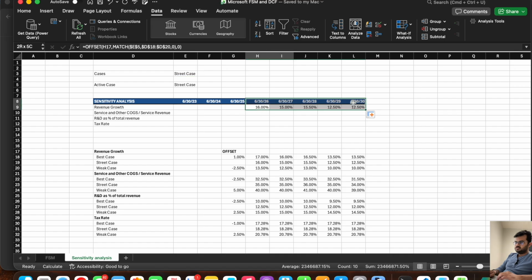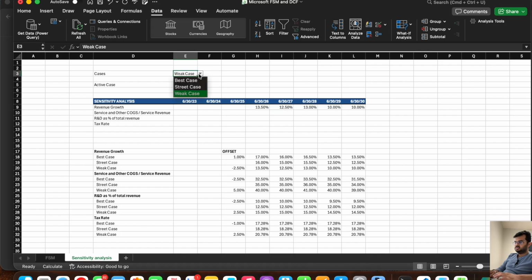So for the street case, we are seeing the same numbers here: 16%, 15%, 15.5, 12.5. We will change from street to weak case. If we change to weak case, you could see the numbers changed. It is now 13.5%, 12.5%, 13, 10 and 10. This is the number we have. Similarly, if we go to the best case, you could see the numbers change. Now we need to do the similar thing for the next row as well.